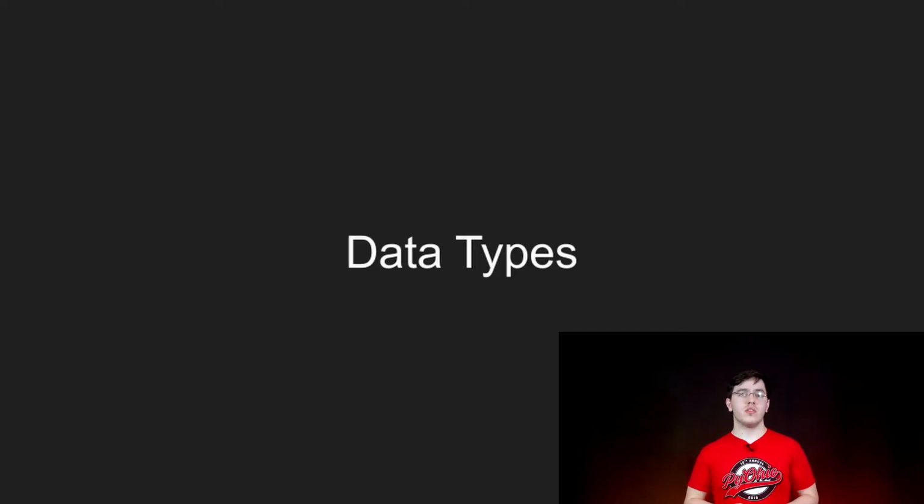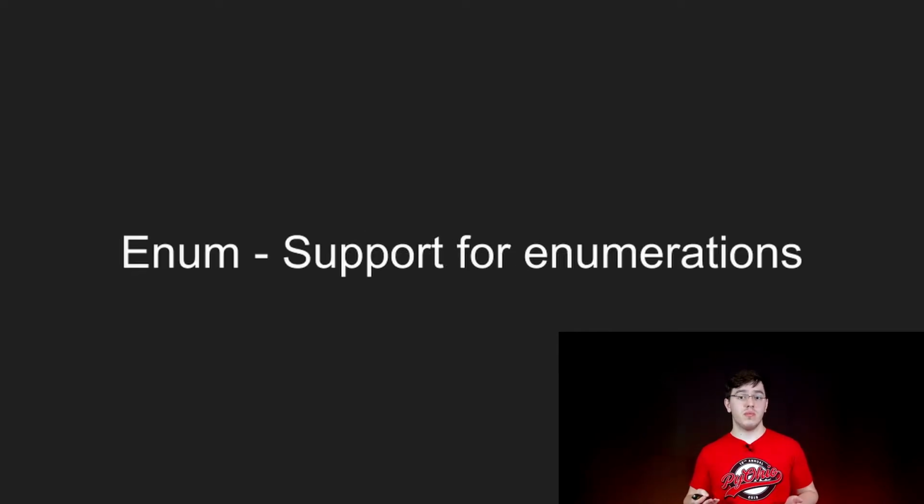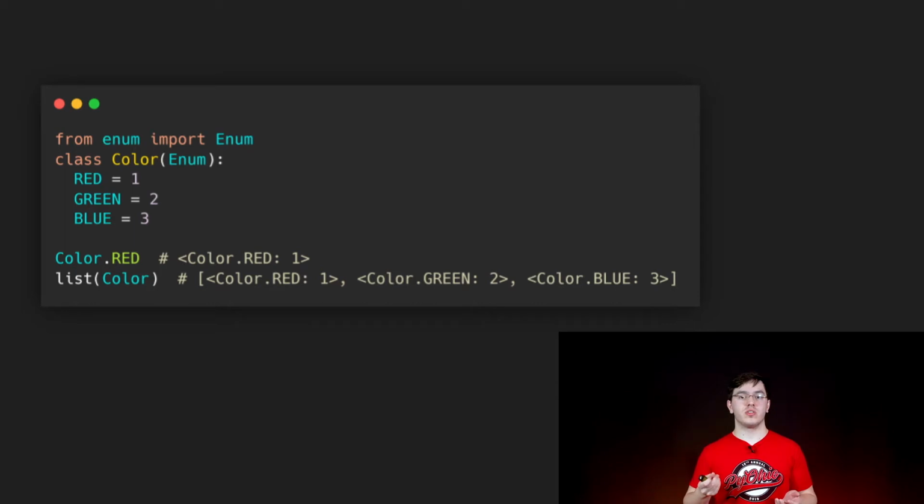Starting off under data types in the Python docs, there is a library called Enum that's fairly simple. It's just enumeration, and we can look at a simple example where we create an enumeration for colors: red, green, and blue. We assign red to 1, green to 2, and blue to 3. Color.red is equivalent to 1, and even more interesting, the enumeration, in this case Color, is an iterable, so we can iterate through it. There's a lot more functionality and features to it.